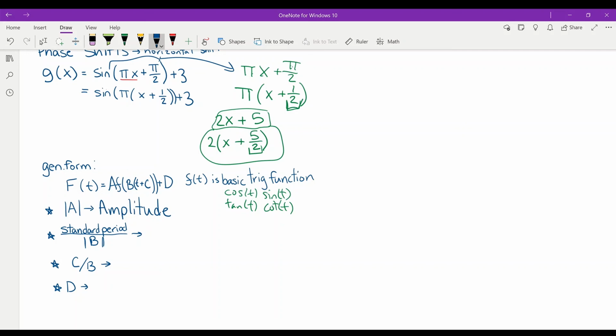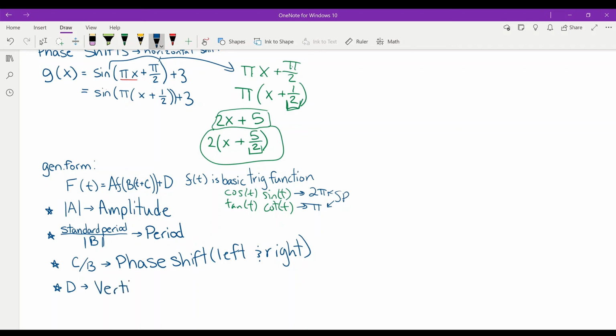So you don't have to actually look at the graph to find any of the values we talked about earlier. The standard period, which we talked about earlier, being 2 pi for cosine and sine, and pi for tan and cotan, that's the standard period, SP, divided by the absolute value of B is the period of your graph. Your phase shift, which is the left and right shifting, is going to be C over B, which we just talked about earlier. And finally, the value of D in this general form is your vertical shift, and that is up and down.